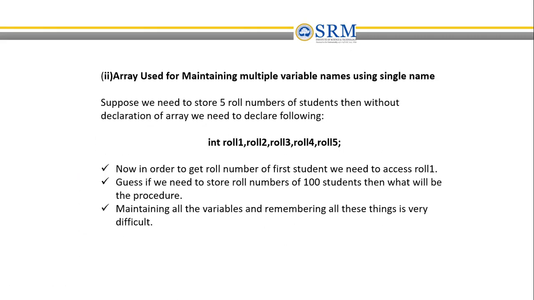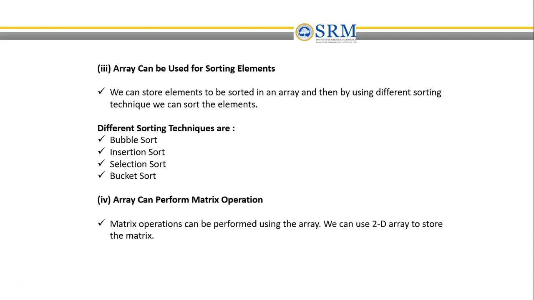An array is basically used for maintaining multiple variable names using a single name. Here you can see we have 5 different variables for the purpose of storing roll numbers. So instead of having different variables with different names, you can go with an array. It will be an easier task.